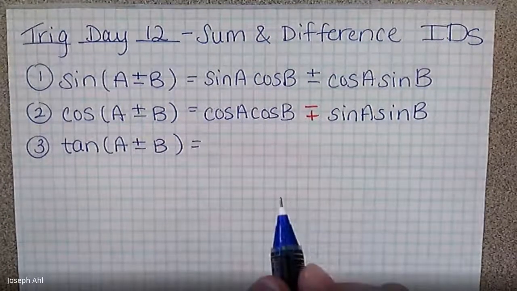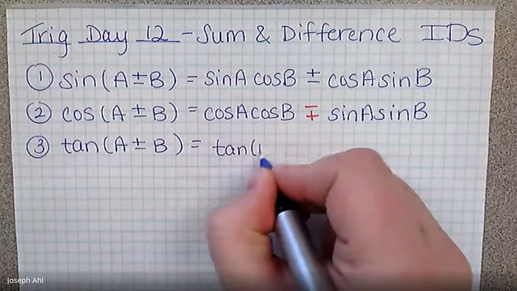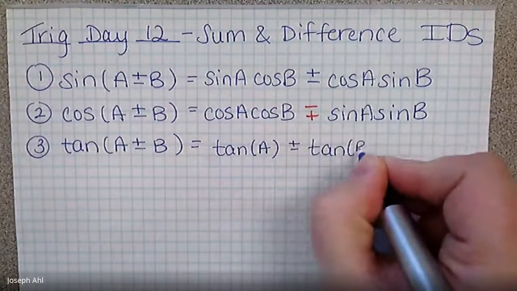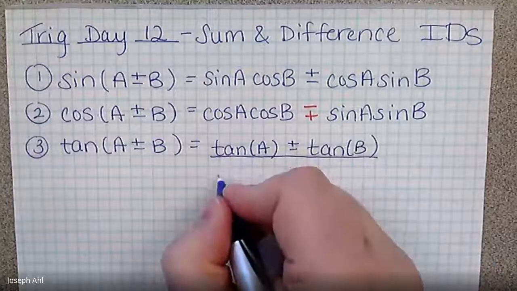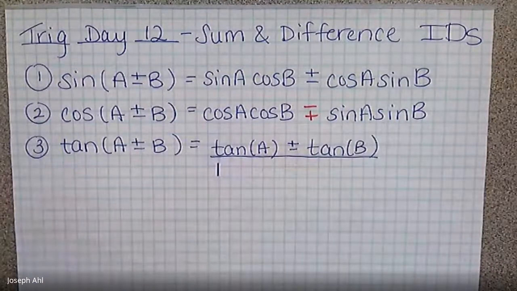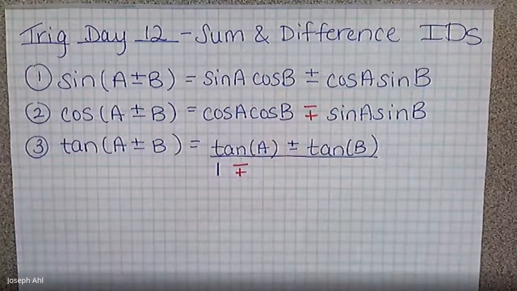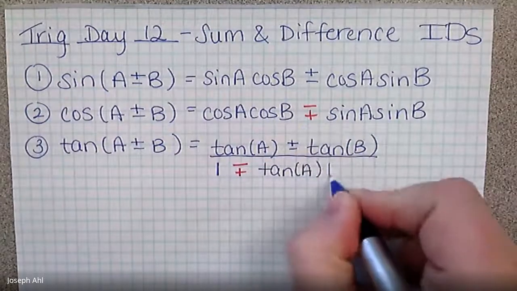All right, tangent, here we go. Tan is going to be a fraction. It's going to be tan A plus or minus tan B. That's the top of the fraction. The bottom is 1, and then whatever the sign is on the top, you switch it for the bottom. So the bottom has a minus over plus, and it's going to be tan A times tan B.